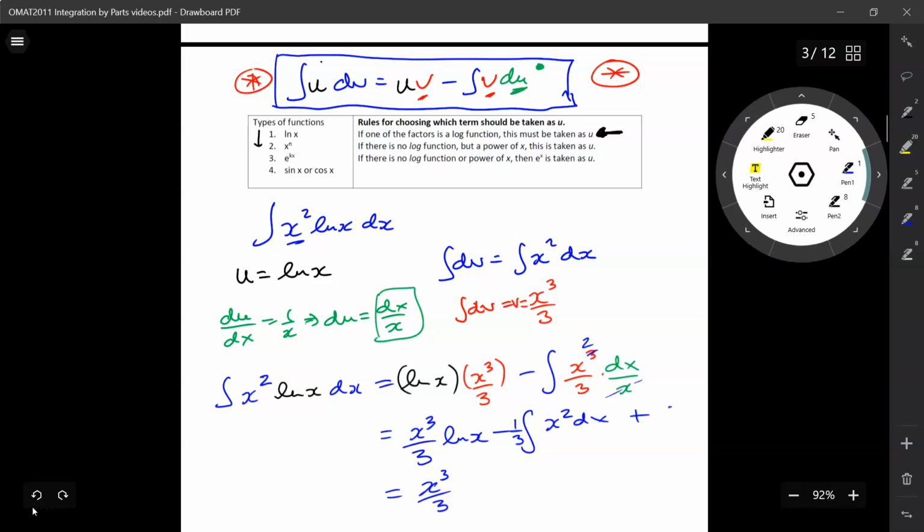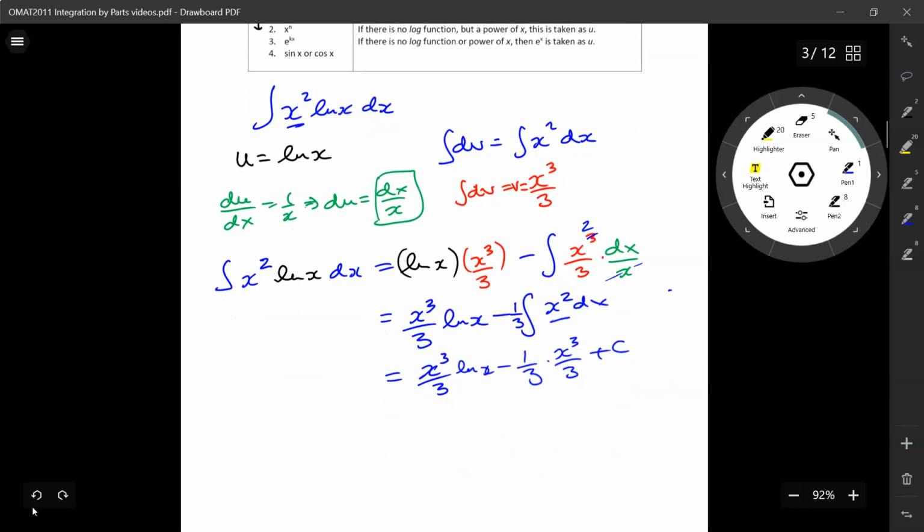Oh, I don't have that yet. I have to integrate it. So it's x cubed times the log of x minus a third times, and the integral of that is x cubed over 3 plus my constant integration. Now, if you see here, I have x cubed over 3 in both terms, so if I take it out, that gives me the log of x minus a third plus my constant integration.